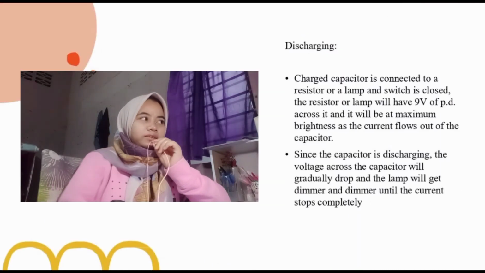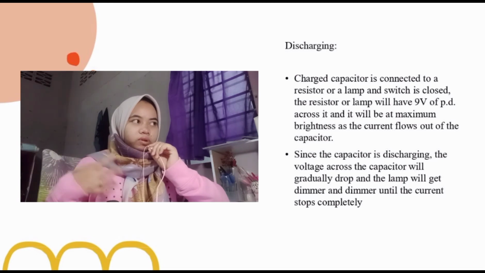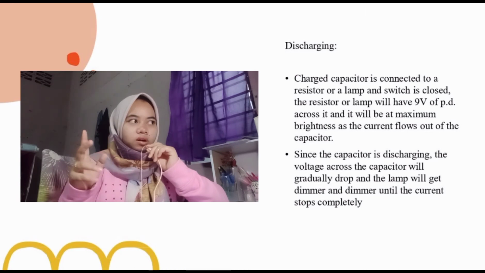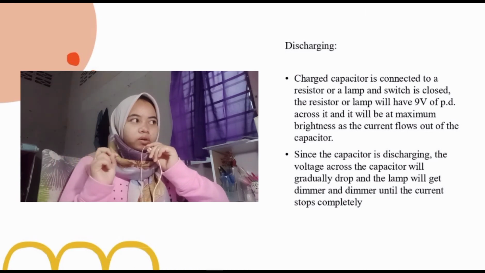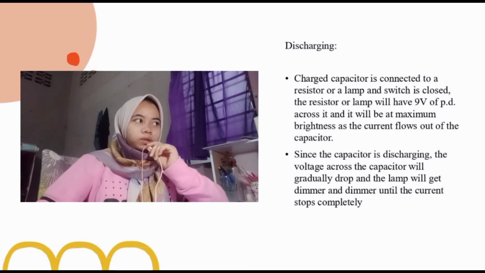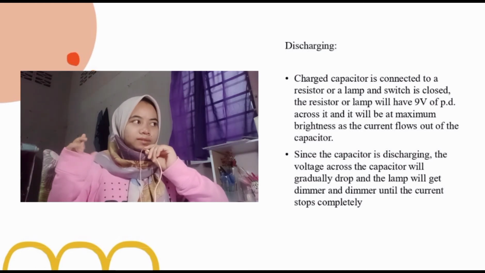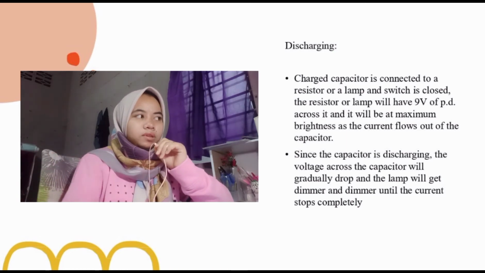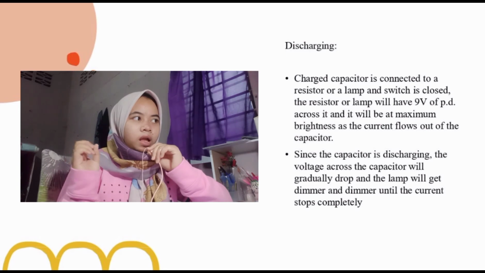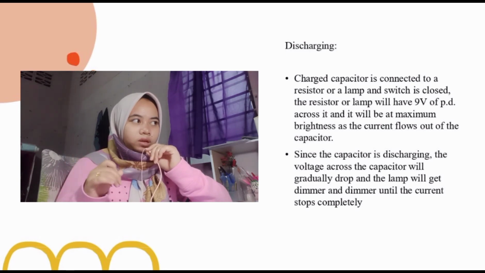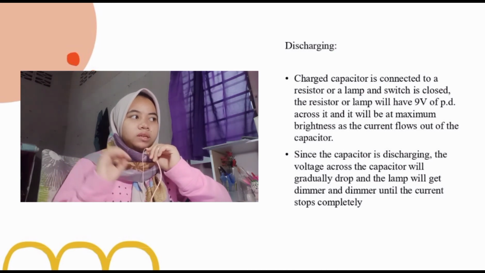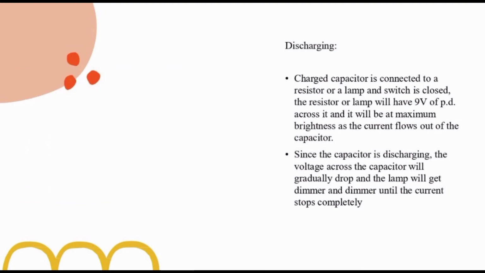Discharging. When the charged capacitor is connected to a resistor or a lamp and the switch is closed, the resistor or lamp will have 9V of PD across it, and it will be at maximum brightness as the current flows out of the capacitor. Since the capacitor is discharging, the voltage across the capacitor will gradually drop, and the lamp will get dimmer and dimmer until the current stops completely.